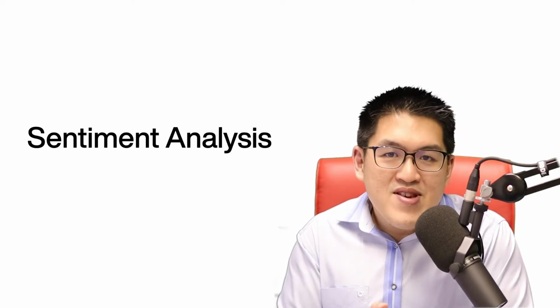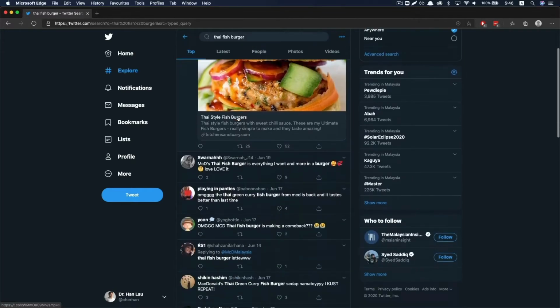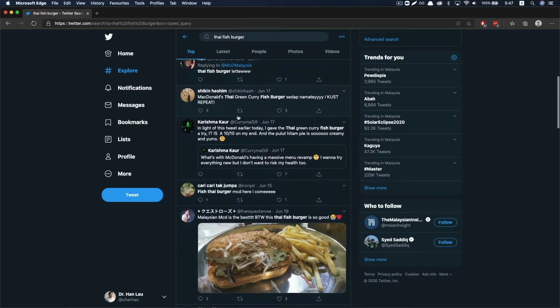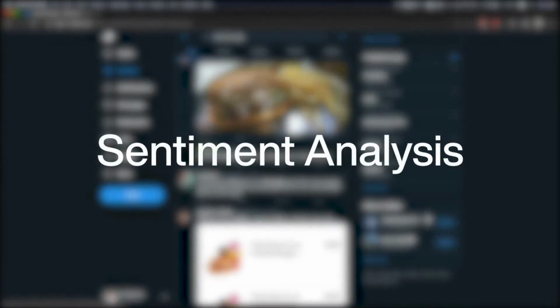Today, we're going to talk about sentiment analysis. Identifying sentiment in a sentence is an easy job for a human. We can easily tell whether a sentence is positive or negative. We can also teach a machine to do the job for us using a technique called sentiment analysis.